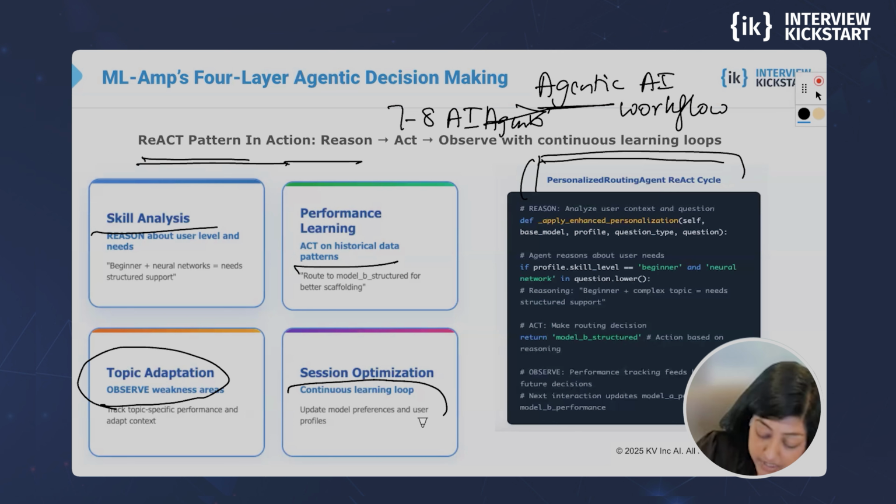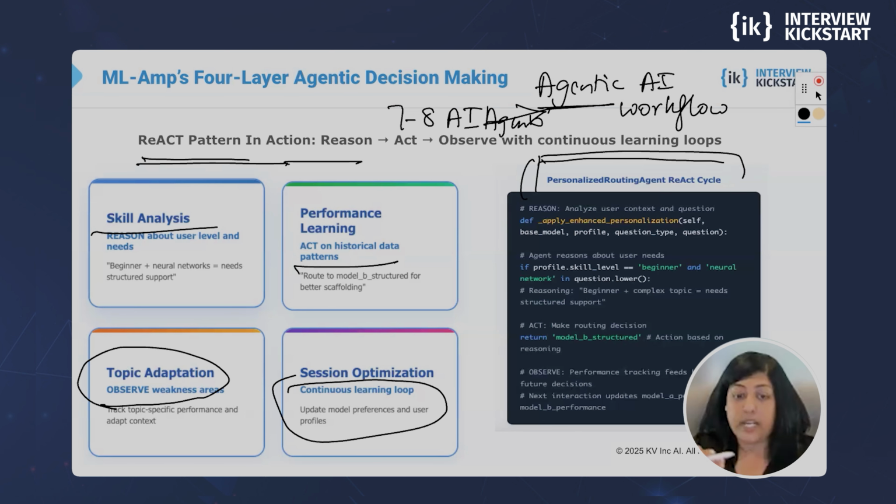And then it's setting up a continuous learning loop to record what model I was directed toward for a given topic and how I performed on it. So it's basically adding to my user profile. So that's one agent in action. In MLAMP, it's using a 4-layer decision-making process. I just wanted to show you this particular snippet. So let's look at the next slide.